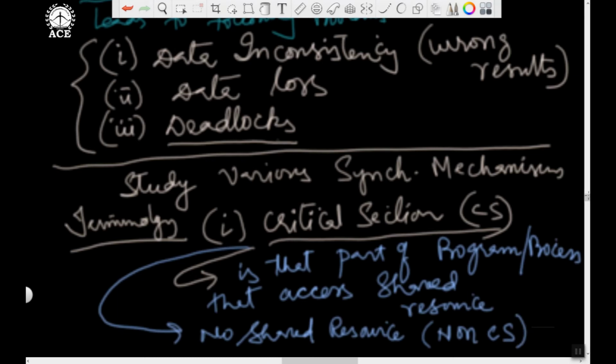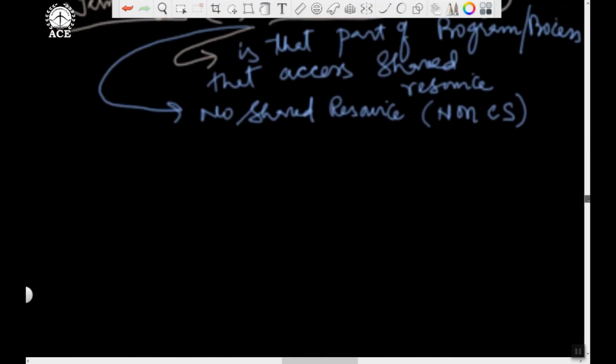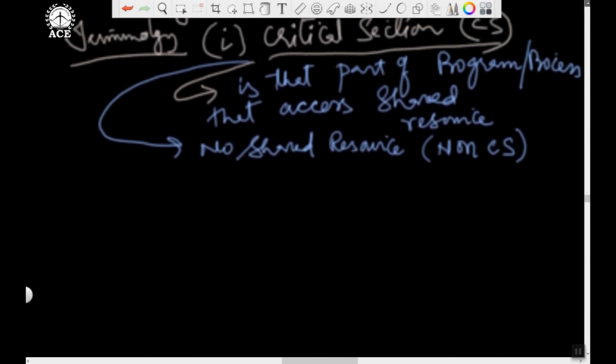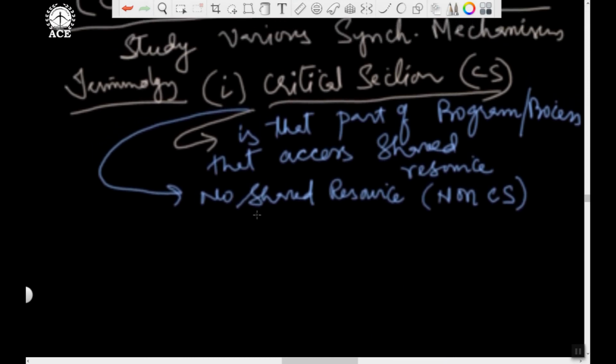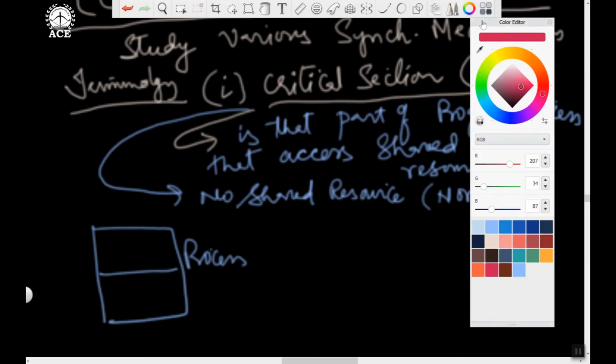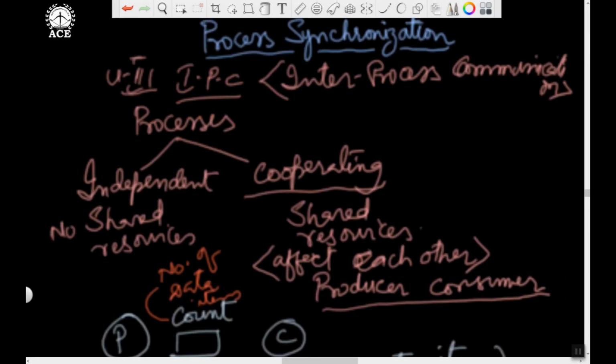So generally, we divide the program into two parts, critical section and non-critical section. Critical section is that part of the program where we access shared resources, and non-critical section is that part of the program where we do not access any shared resource. So if I consider this as my process or program, we divide this into two parts. One is called critical and the other is called non-critical.